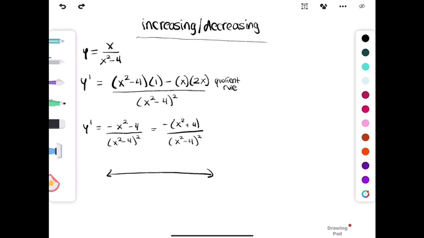The next step is to draw a number line. On this number line, you want to put your zeros, which are negative 2 and 2. You then want to plug in numbers that are greater than 2, in between negative 2 and 2, and less than negative 2. Once you plug these numbers in, you'll find out that they are all negative, which then means that the graph is decreasing at all of these places.